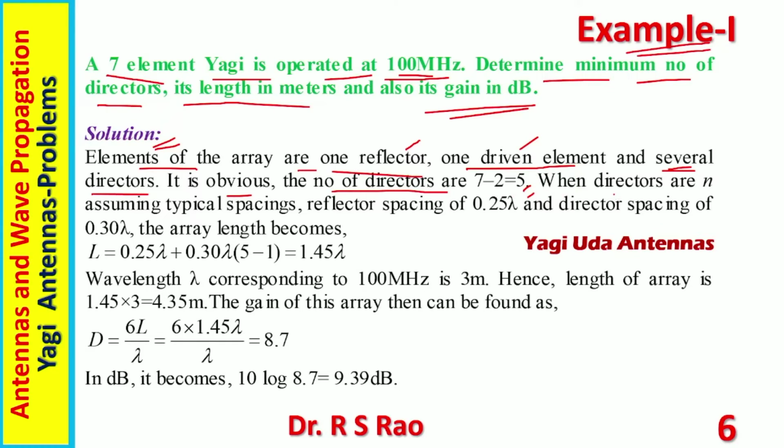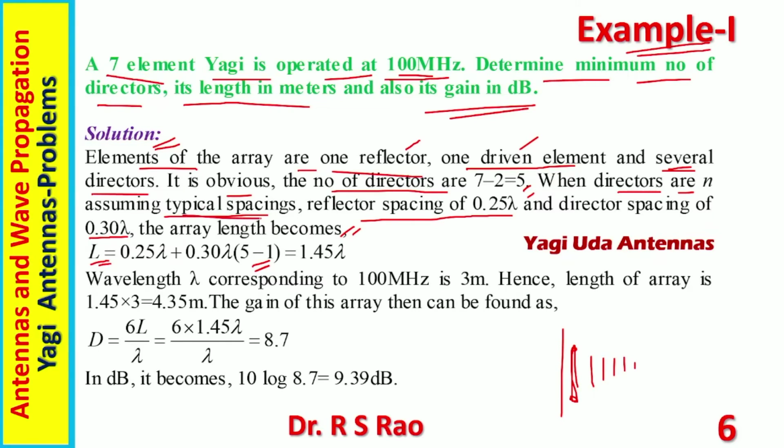When directors are n, assuming typical spacings, reflector spacing of 0.25 lambda and director spacing of 0.30 lambda, array length becomes L is 0.25 lambda plus 0.30 lambda times (5 minus 1). So one reflector, one driven element, and 5 directors: 1, 2, 3, 4, 5.